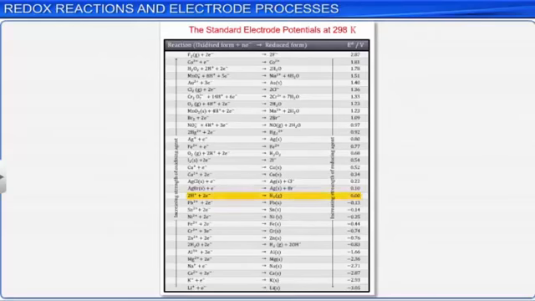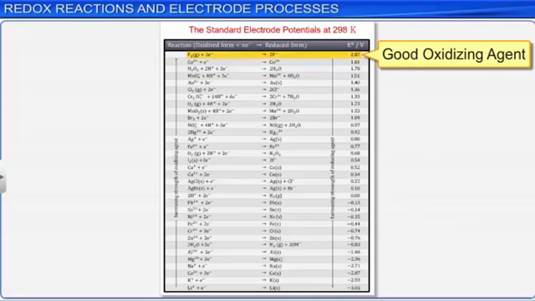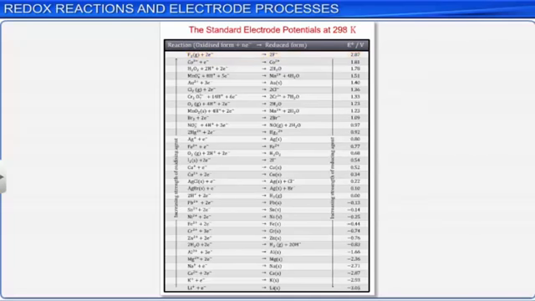A metal with a higher standard reduction potential can be easily reduced, and hence is a better oxidizing agent. For example, fluorine has a standard electrode potential of plus 2.87 volts, while lithium has a standard potential of minus 3.05 volts. Thus, fluorine reduces easily and is the strongest oxidizing agent. On the other hand, lithium undergoes oxidation as it is the strongest reducing agent.